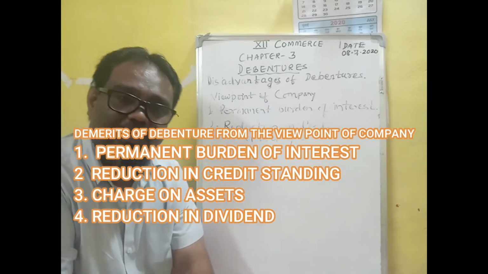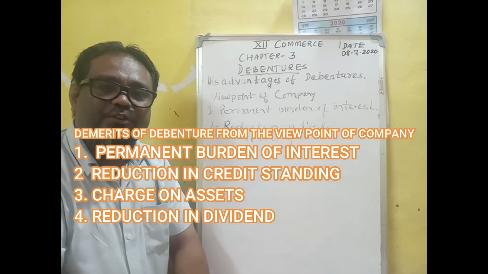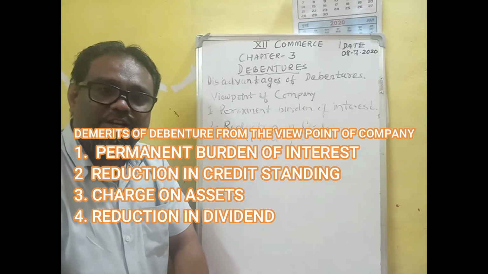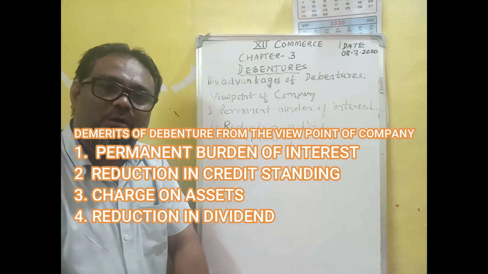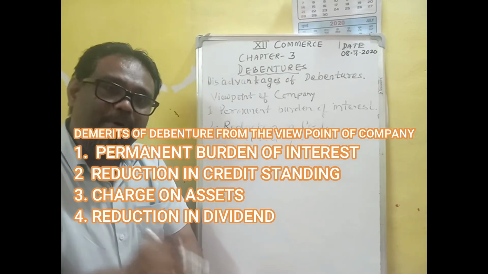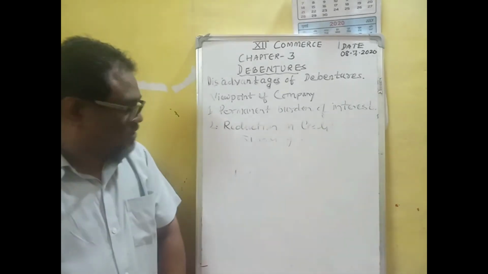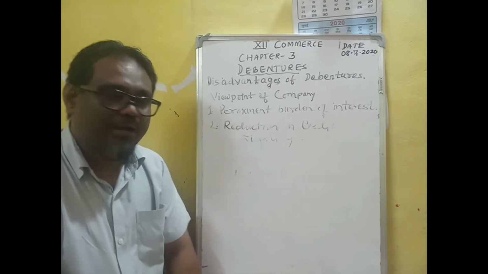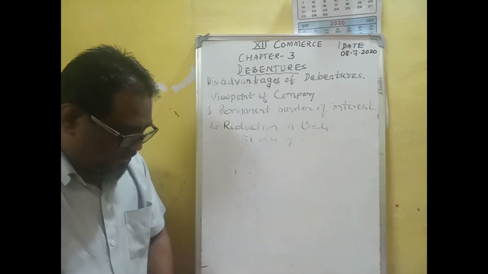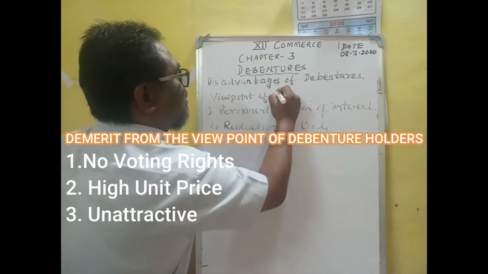Reduction in dividend. Due to the fixed rate of interest payable to the debentures, the dividend will be reduced. So this will hamper the reputation of the company. So these are the debenture drawbacks from the viewpoint of the company. Now let's see the drawbacks from the viewpoint of debenture holders.